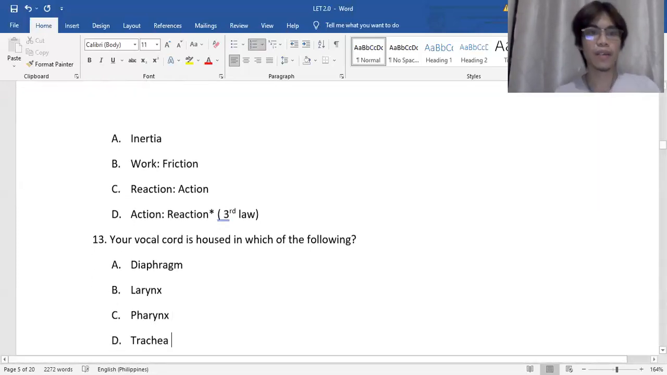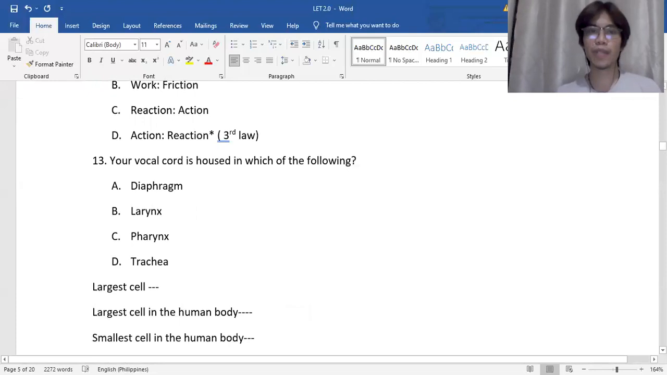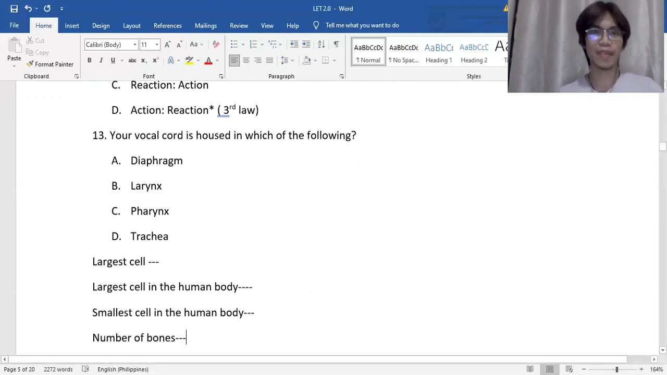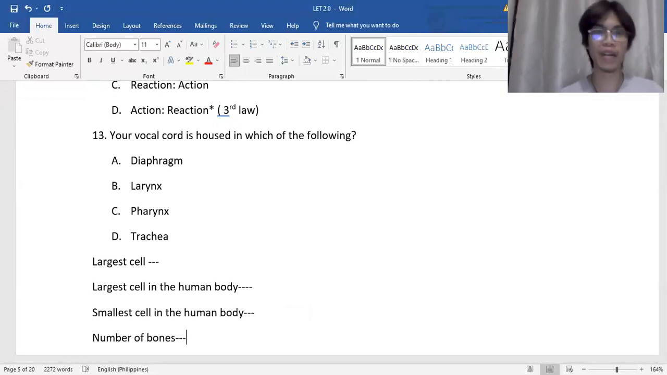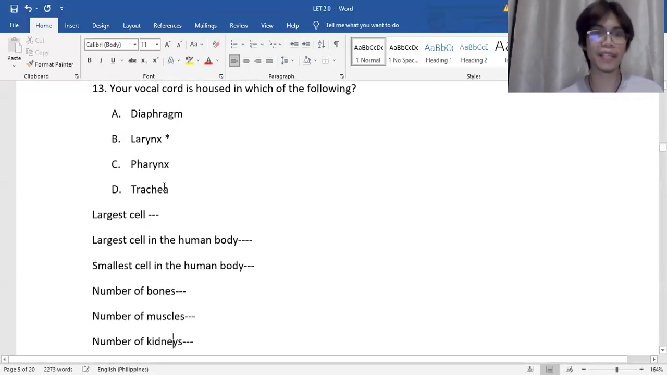All right. Number 13. So let's go back to a bit more challenging part. Anatomy. Your vocal cord is housed in which of the following? Is it the pharynx or diaphragm, larynx, pharynx, trachea? The correct answer is the larynx. Letter B, larynx.